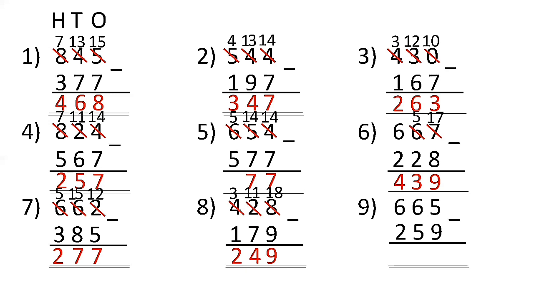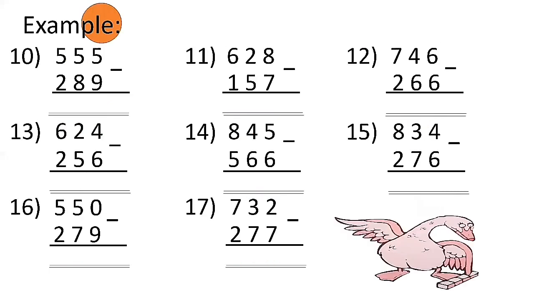Number 9, 665 minus 259. We cannot subtract 5 minus 9. So we need to borrow in the tens place. Cancel 6 becomes 5. And 5 becomes 15. 15 minus 9, that's 6. And 5 minus 5 is 0. And 6 minus 2, that's 4. So our answer is 406.